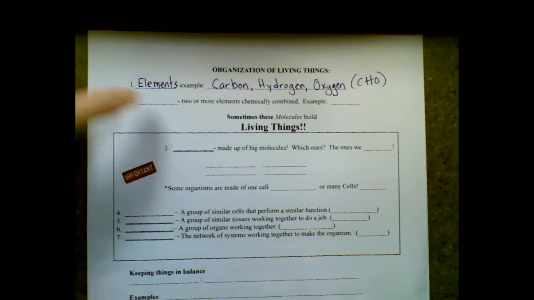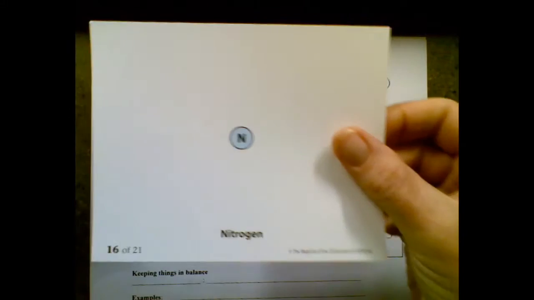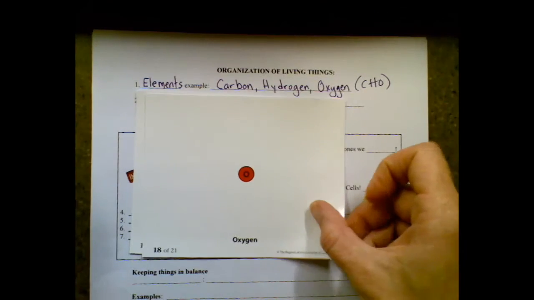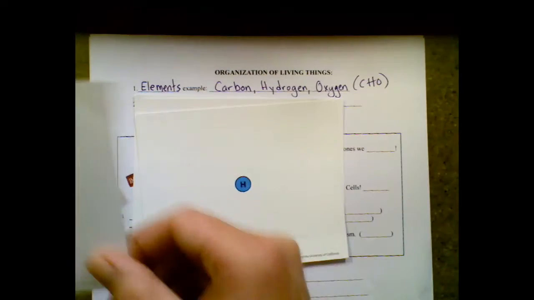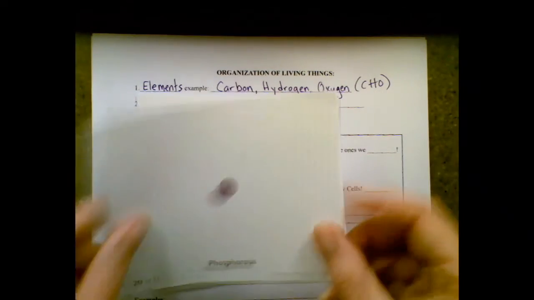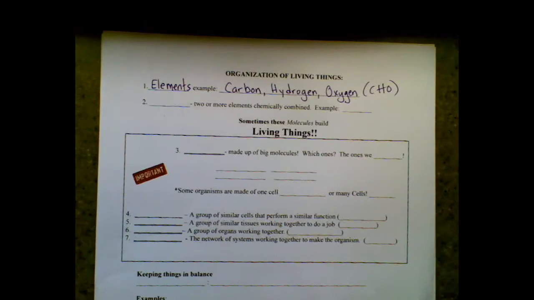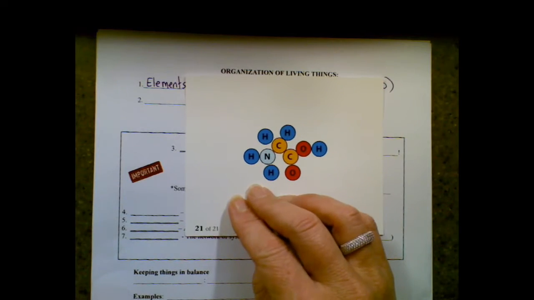and you get the next level up. So, I have pictures of these. Here's one. Nitrogen. Sorry, that's an element. Oxygen. Hydrogen. Carbon. Phosphorus. You have these too. You have phosphorus and nitrogen as well. Those are elements. If you glue them together, you get a molecule.